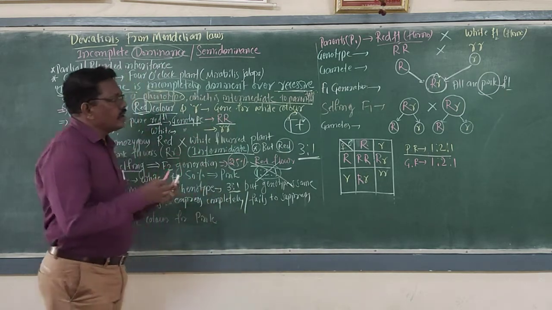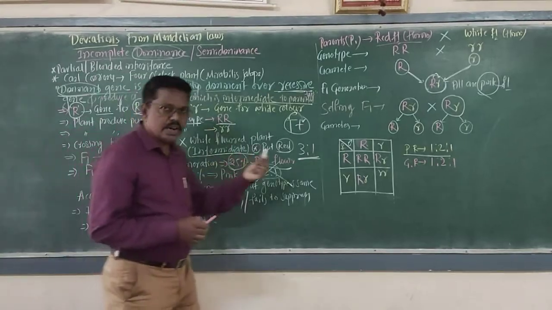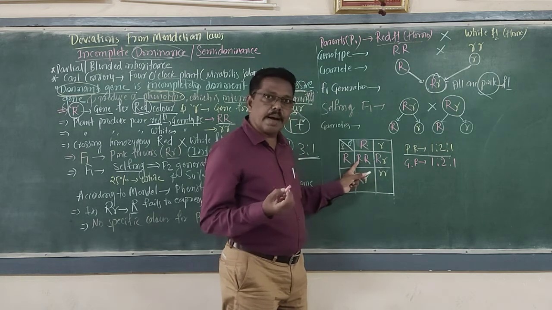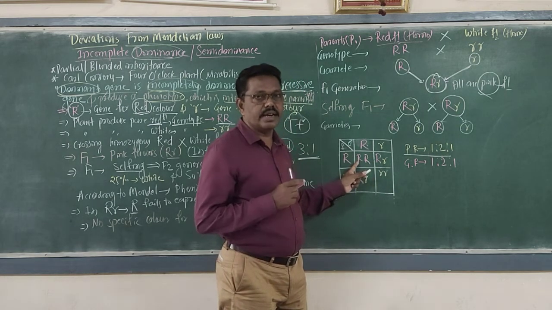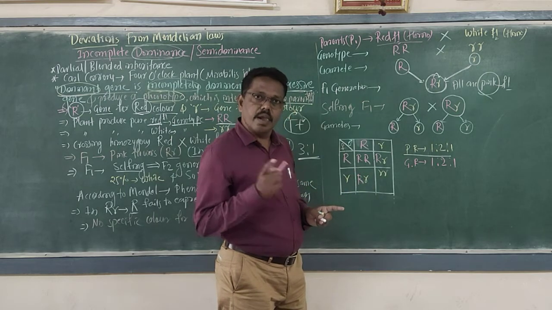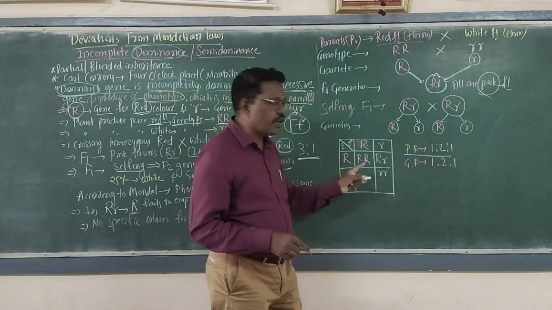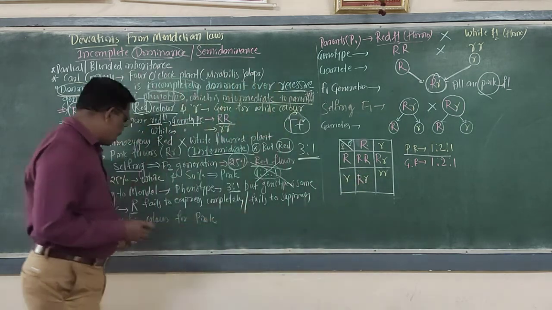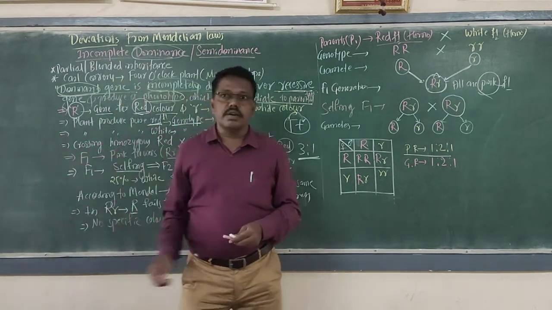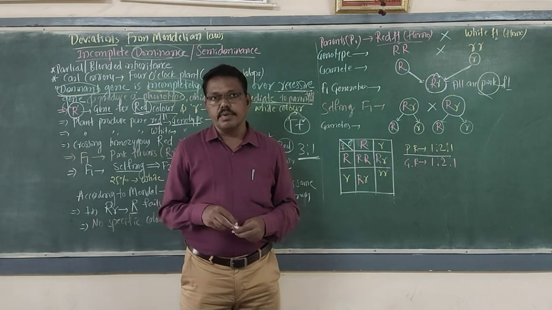Then, can you please tell me the gene for the pink flower? You can't. If you mention capital R, it is the gene for red. If you mention small r, it is for white. But there is no specific gene for the pink flower. Okay. Then this is about incomplete dominance or semi-dominance. In the next class we will discuss another topic. Okay. Thank you.